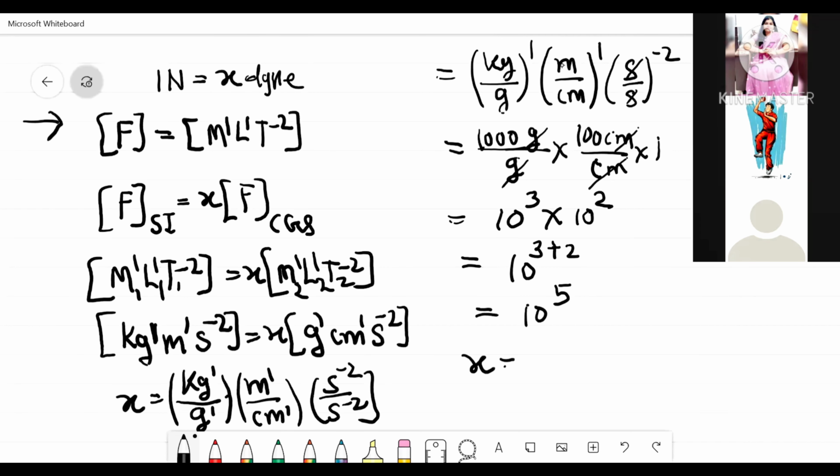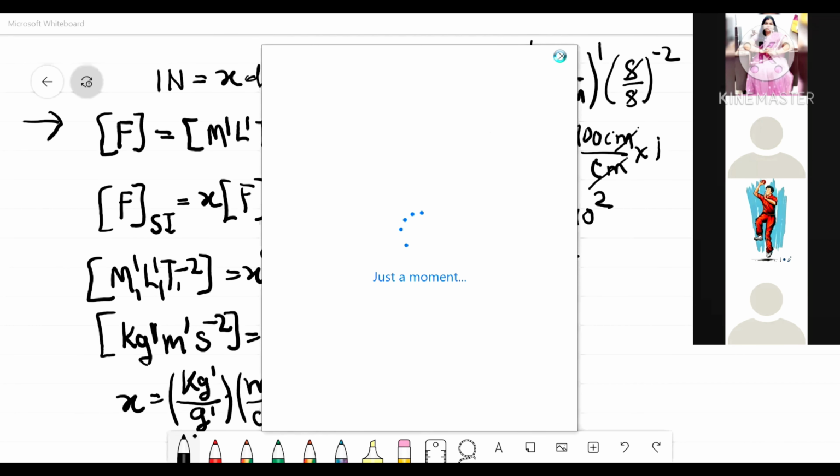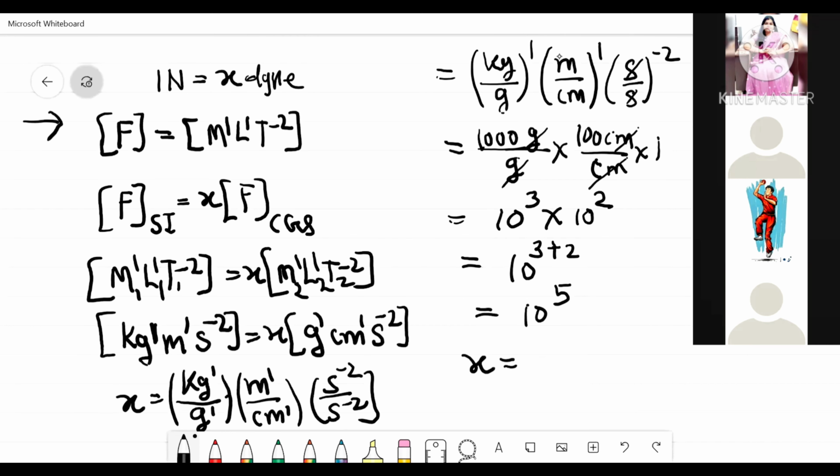X means what? X means the conversion factor. This is our equation number 1. Now we substitute into equation number 1, and it becomes 1 Newton is equal to 10 raised to 5.